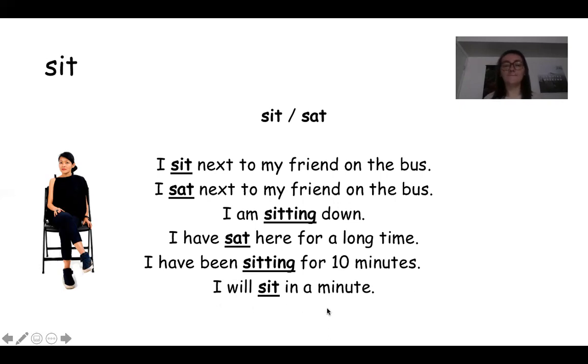So those are all some of the ways that we've learned how to use the verb. But the point is that when you say sit, it means that you're going to rest, but you're going to rest by putting your bum on something and sitting upright. You're not going to lay down. You're going to sit, right? So that's what sit is.